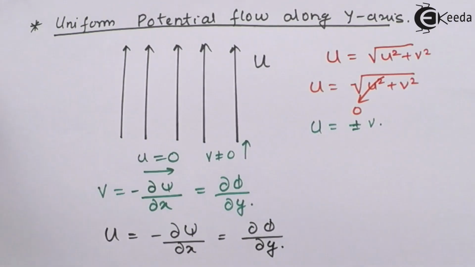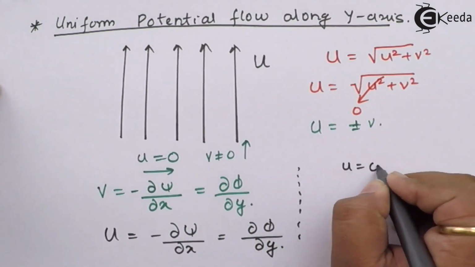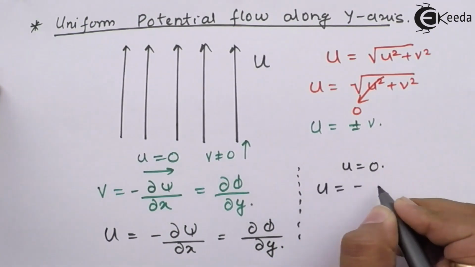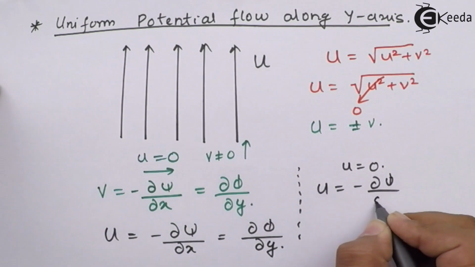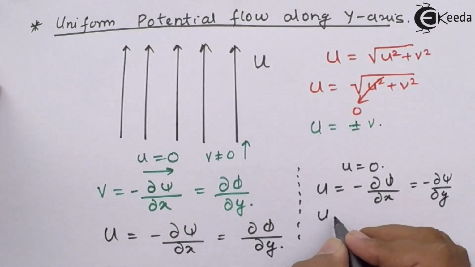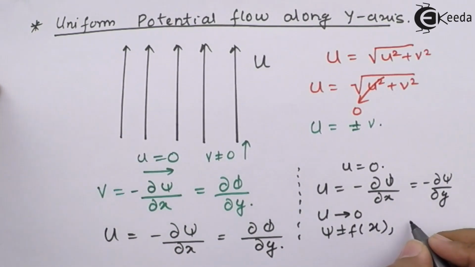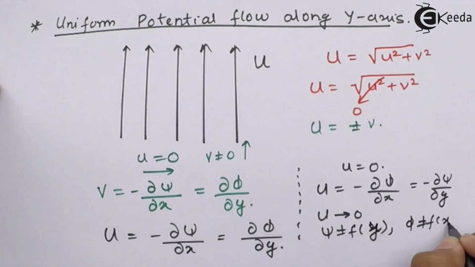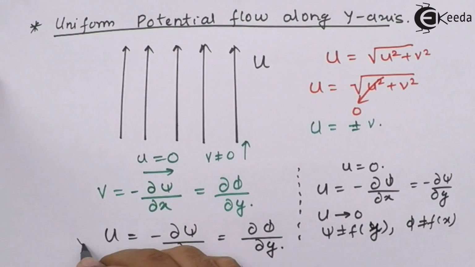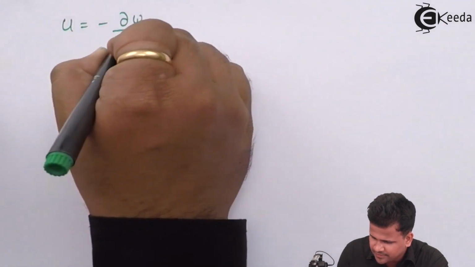So now let us consider these two equations along those respective directions, and over here along the other side small u is equal to 0. Now if small u is equal to 0, this can be written as minus dou psi by dou x, which is equal to minus dou psi by dou y. So since u is tending to 0, psi is not a function of y. So let us solve this equation, where u is equal to minus dou psi by dou x.